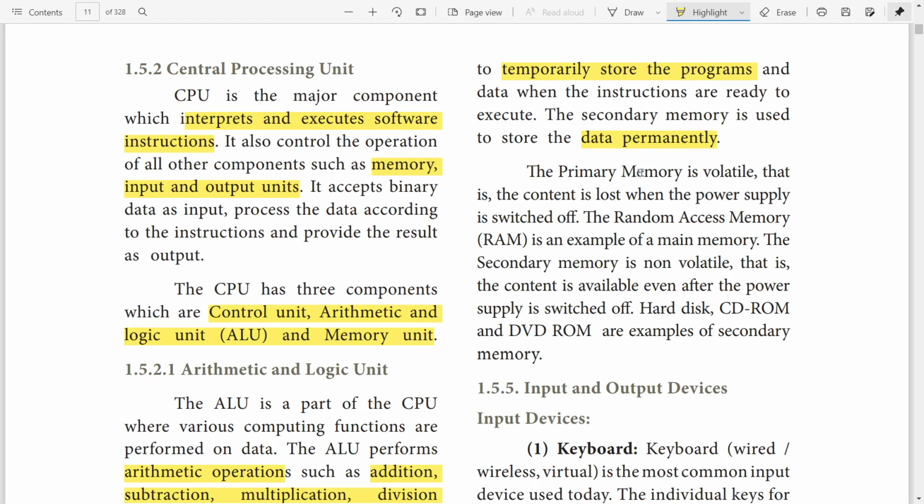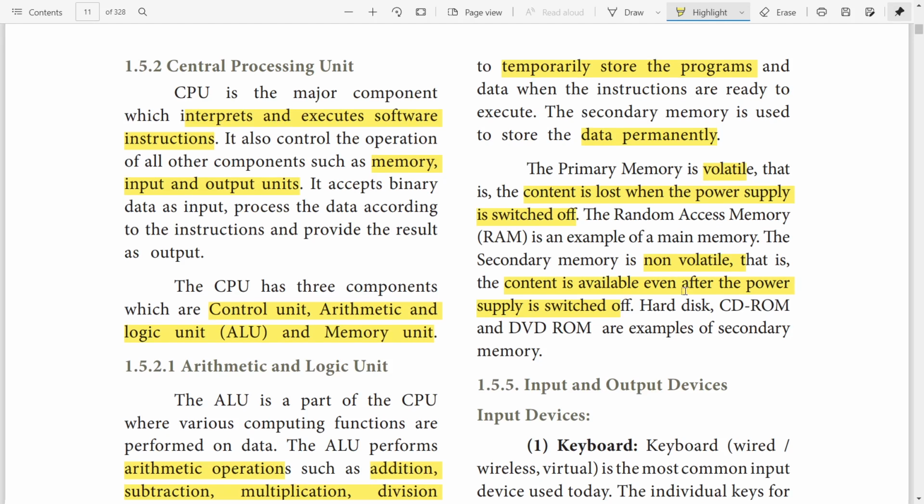The primary memory is volatile, that is, content is lost when the power supply is switched off. RAM is an example of main memory. Secondary memory is non-volatile, that is, the content is available even after the power supply is switched off. Examples: hard disk, CD-ROM, DVD are examples of secondary memory.